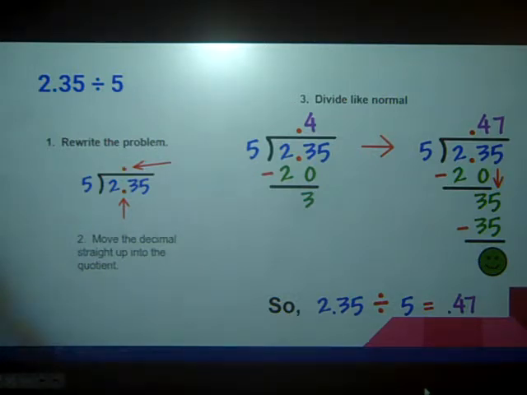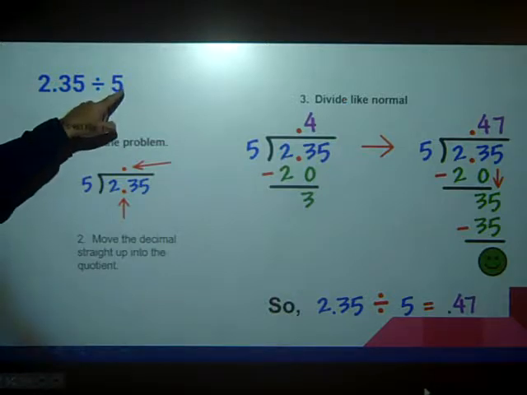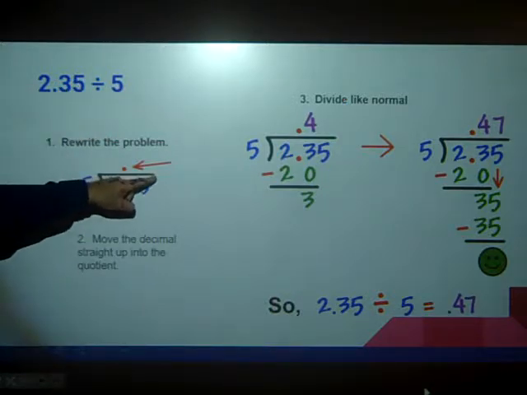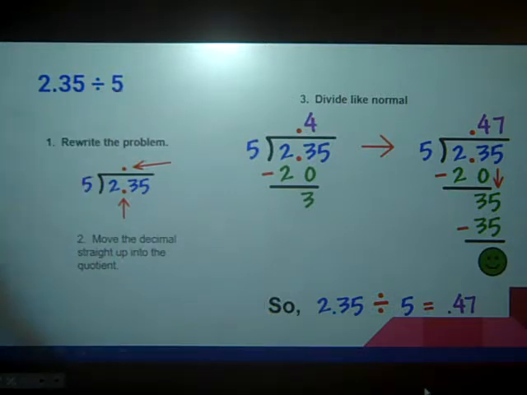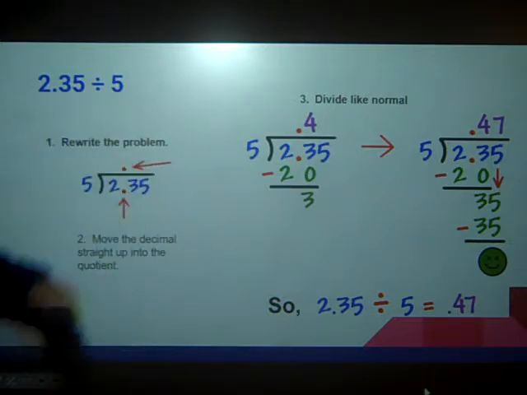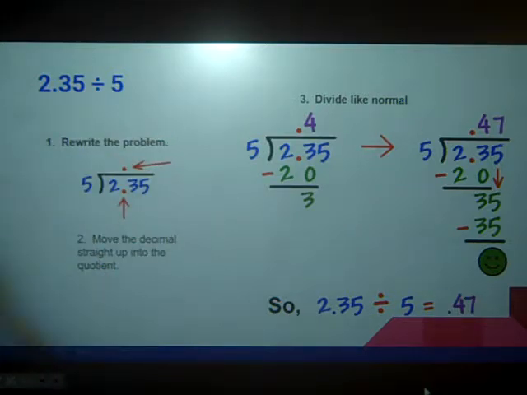Look what I did. I took the number in horizontal form, and I rewrote it with the division umbrella. Remember, my divisor is out here, dividing by 5. Move the decimal straight up into the quotient, and then divide like normal. That is all there is to it. There's nothing different about it, okay?